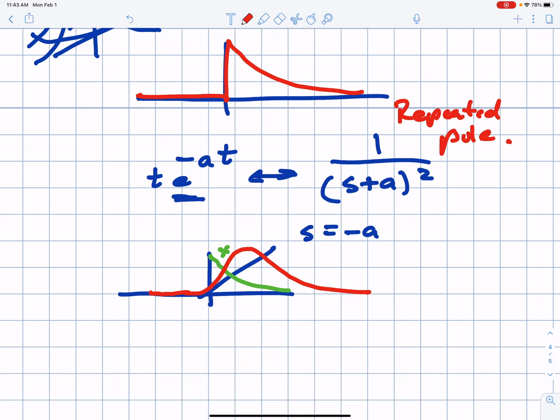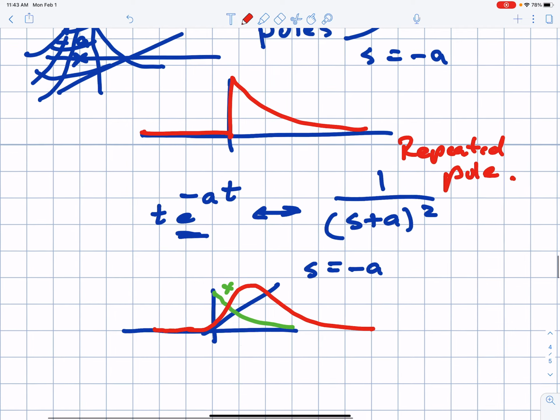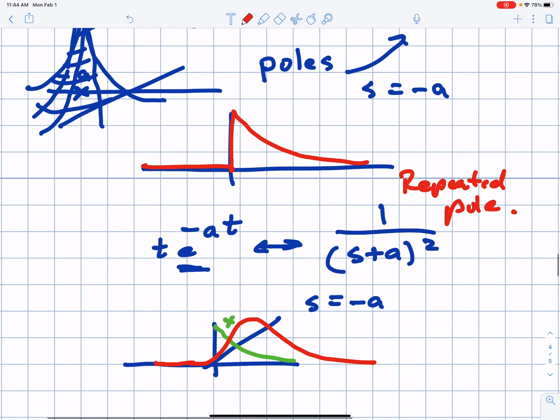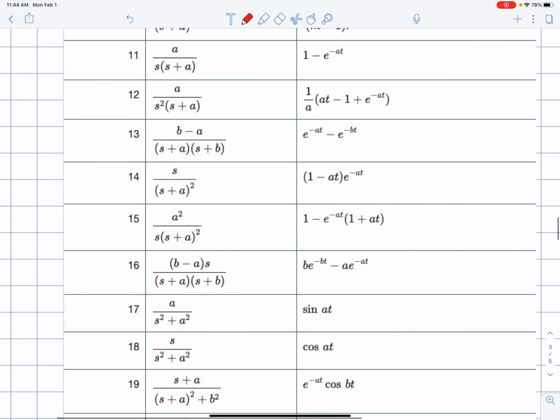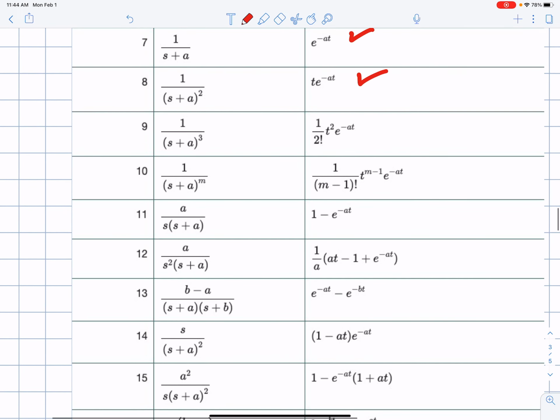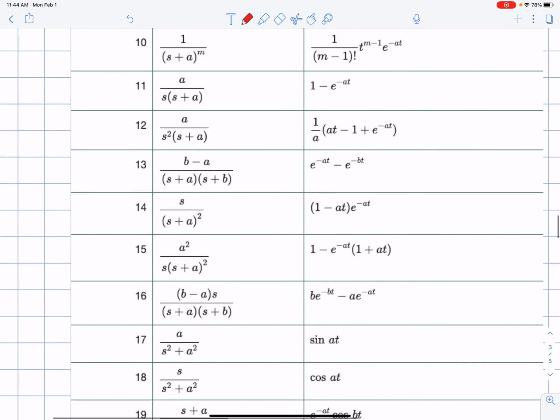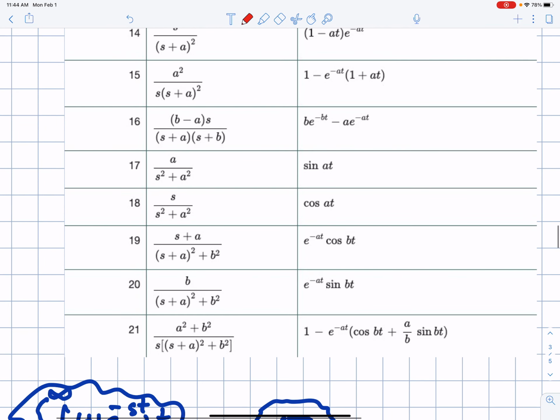And this sometimes comes up in some of the work that we do. Okay, back to the table.